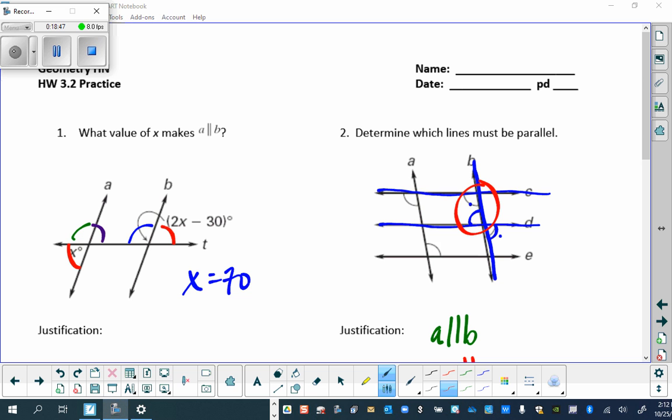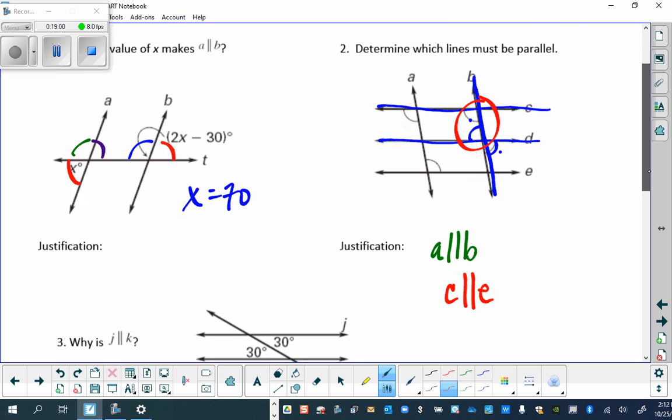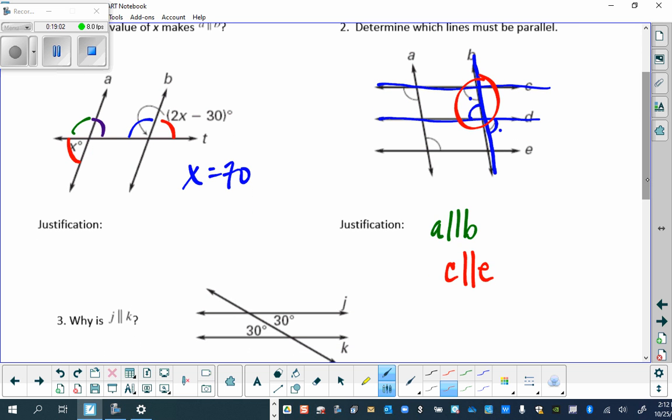All right, let's quickly go over your homework answers. So what value of x makes A parallel to B? X is equal to 70. Here's the really hard part. When it comes to your justification, depending on where your brain went, you could come up with like 4 different answers.